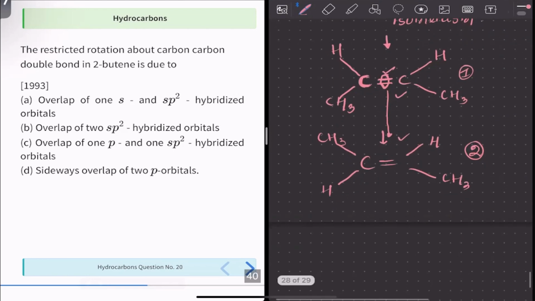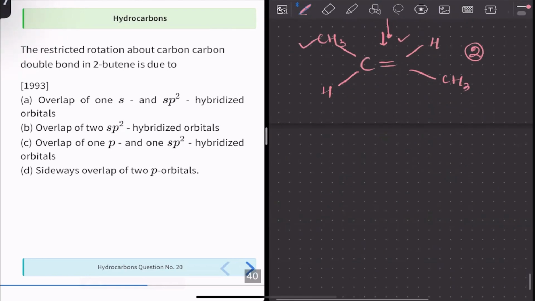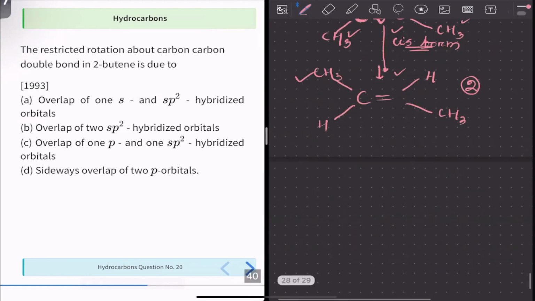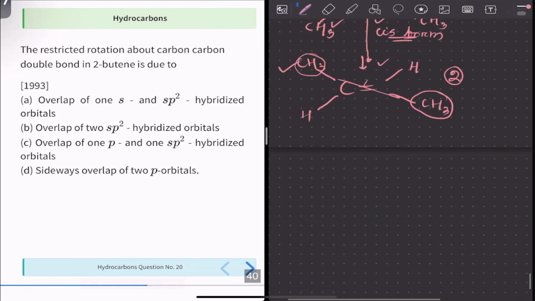Okay, this is the cis form, in which CH3 and CH3 are on the same side. In this molecule, the two CH3 groups are on the same side, so it is called the cis form. And in this molecule, CH3 and CH3 are 180 degrees apart, so this form is called the trans form. So option D is correct.